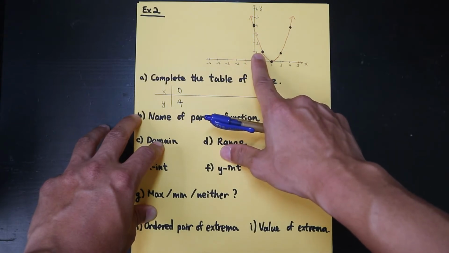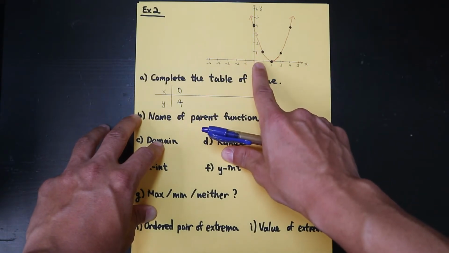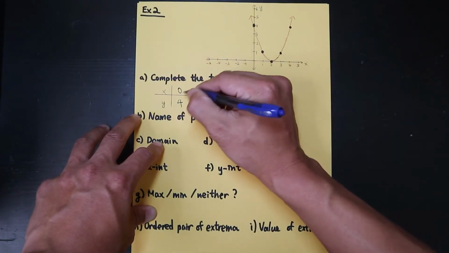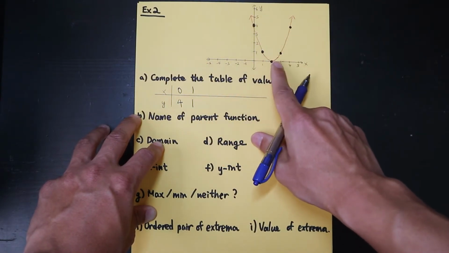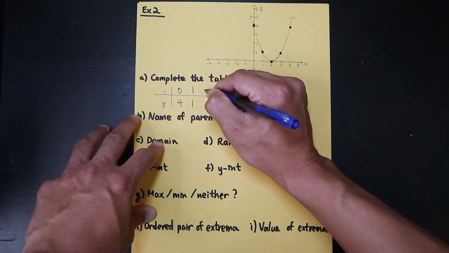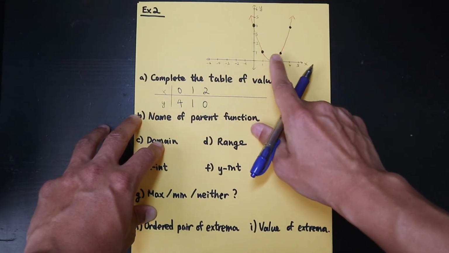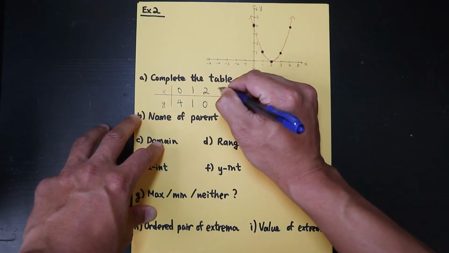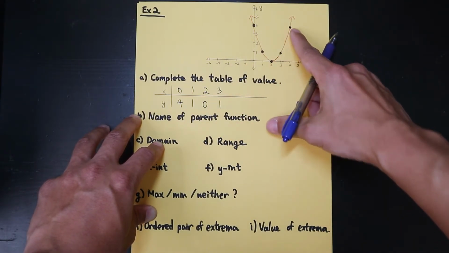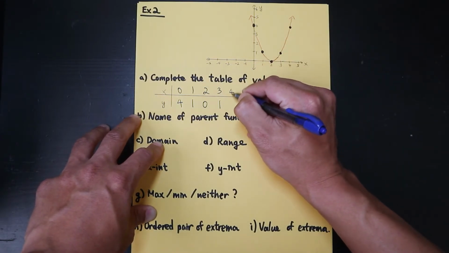Then moving on to the right, we see this ordered pair having the coordinates 1, 1. So we're going to put 1, 1. Then moving to the right, this ordered pair is going to be 2, 0. Then moving to the right, this ordered pair is going to be 3, 1. And then lastly, this ordered pair is going to be 4, 4. We're going to put it right here.